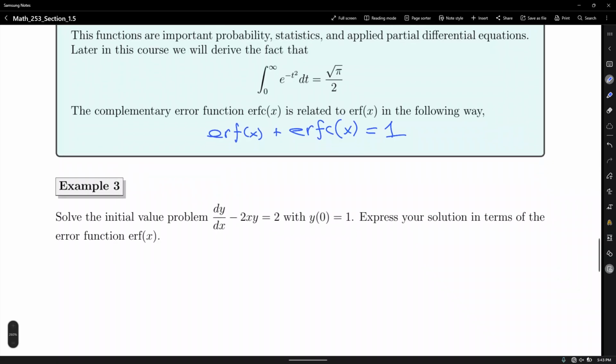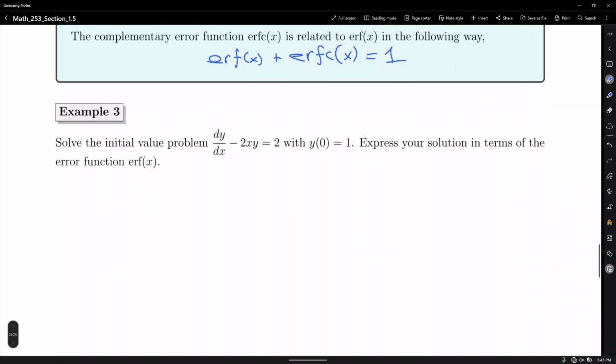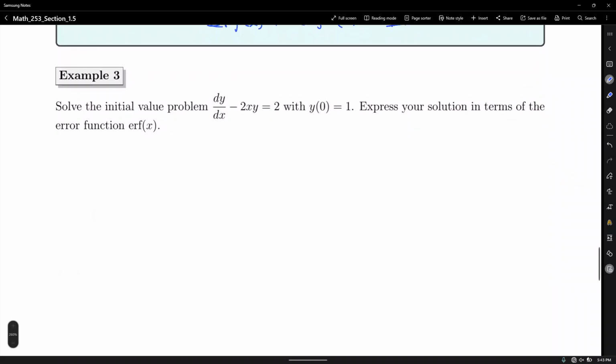Okay, so the purpose of the next exercise is to solve a linear first order equation and write the solution in terms of the error function. Again, dy/dx minus 2xy equals 2, with initial condition y(0) equals 1. We want to express the solution in terms of the error function. Number 1, what's p of x? P of x equals negative 2x. And what about f of x? Isn't that just 2?